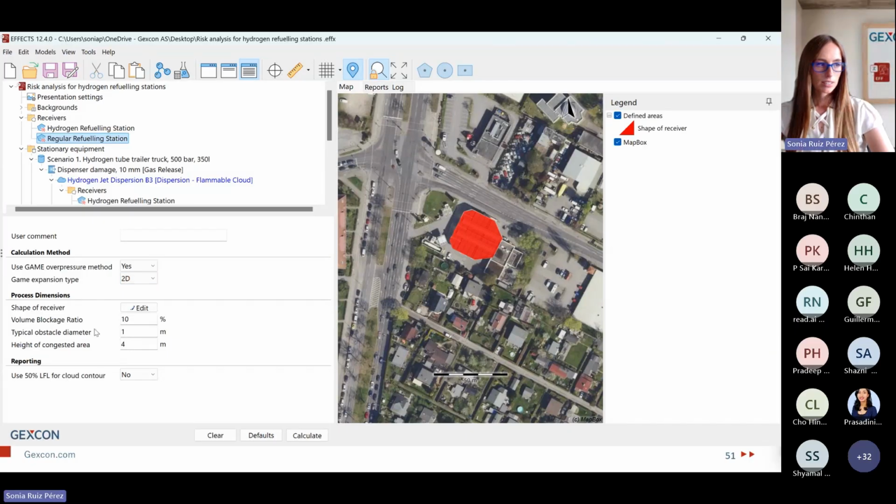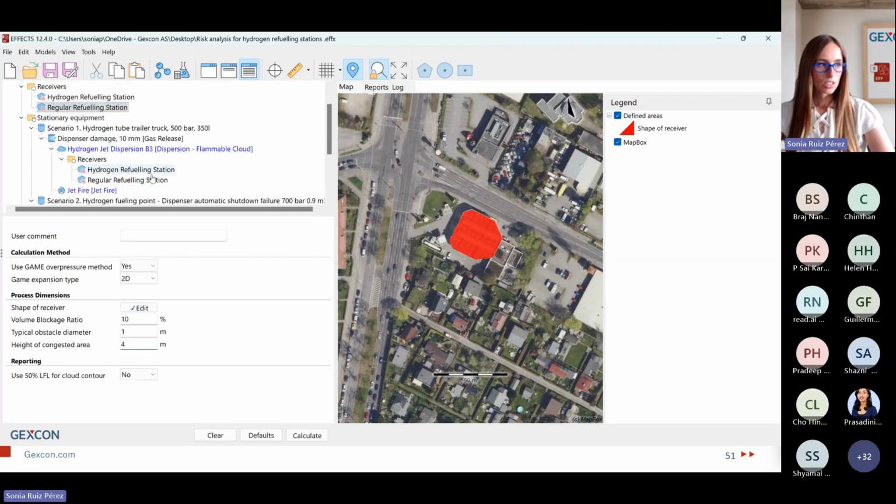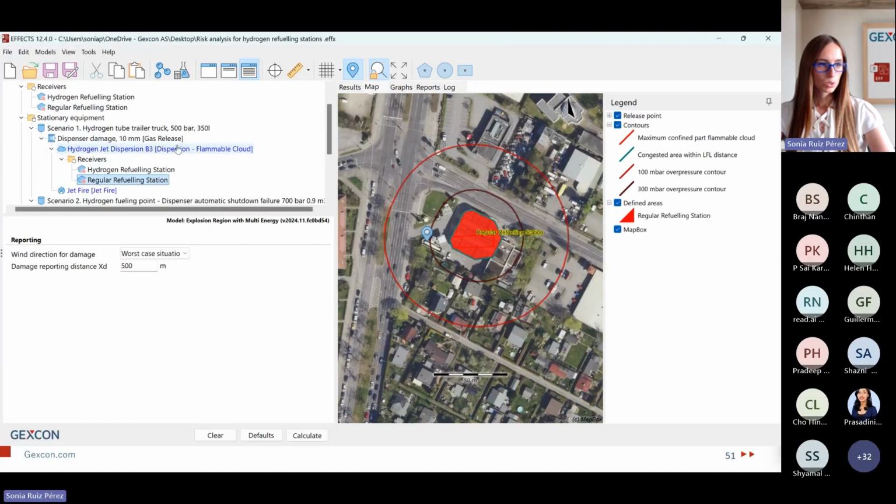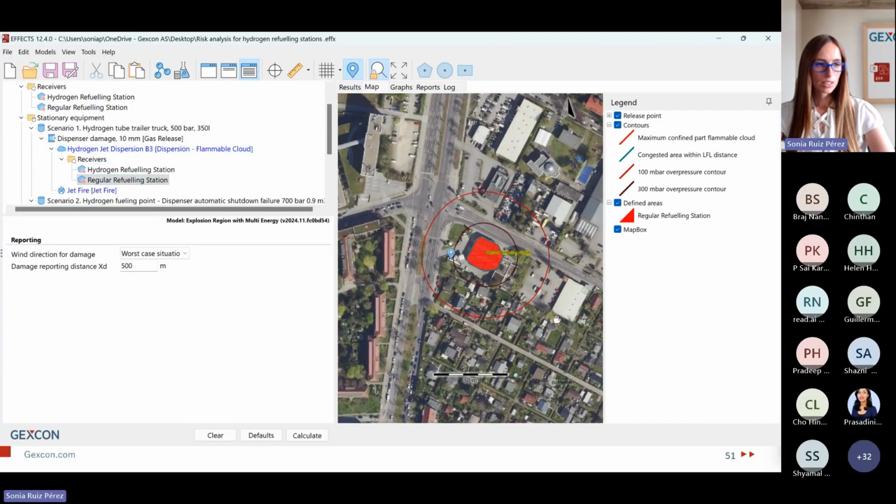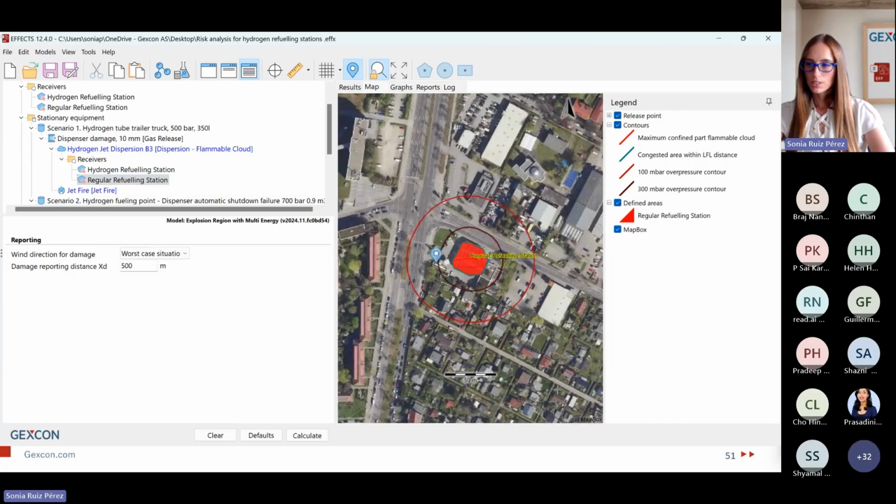And then define the typical obstacle diameter and the height of the congested area. So you can link this congestion area to the dispersion model to calculate the strength of the explosion.